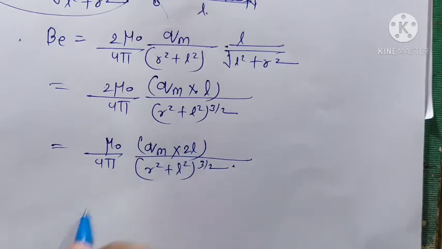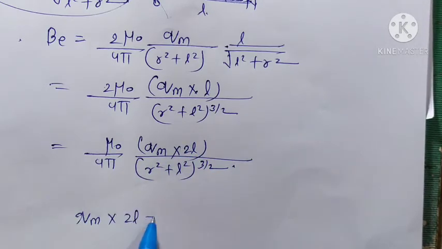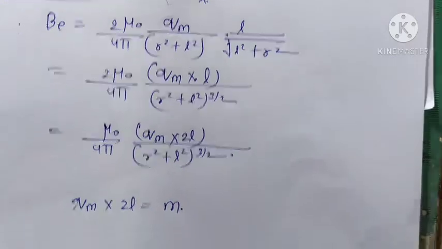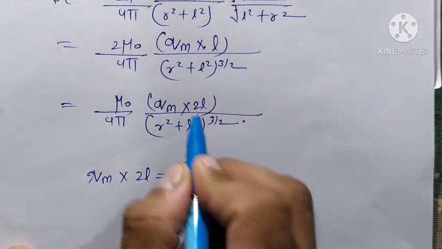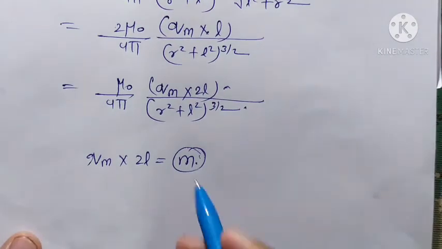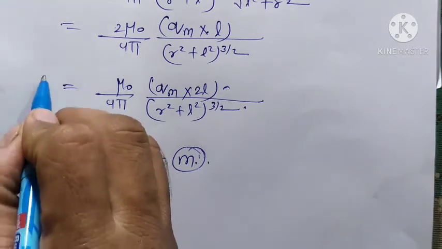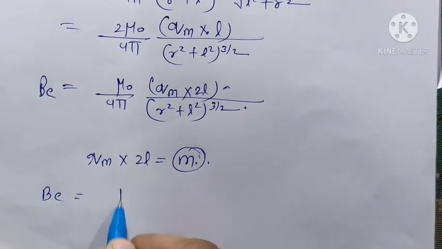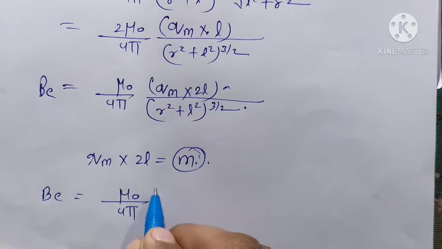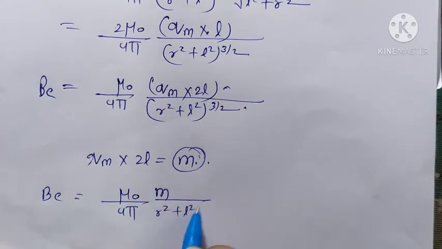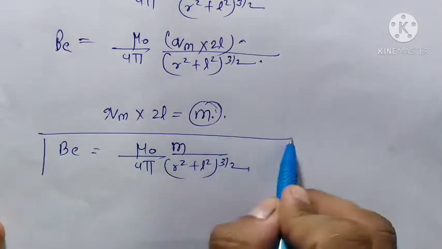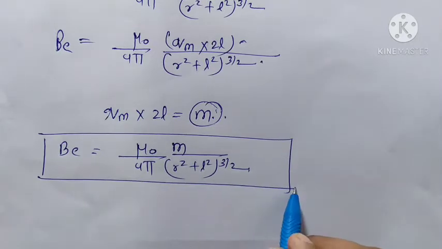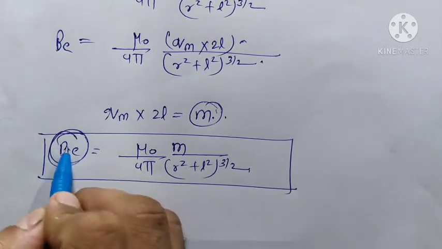We already know that qm into 2L is equal to m, the magnetic dipole. We put this m here. So B is equal to mu naught upon 4 pi, m upon R square plus L square to the power 3 upon 2. This is the final resultant magnetic field intensity at point P.